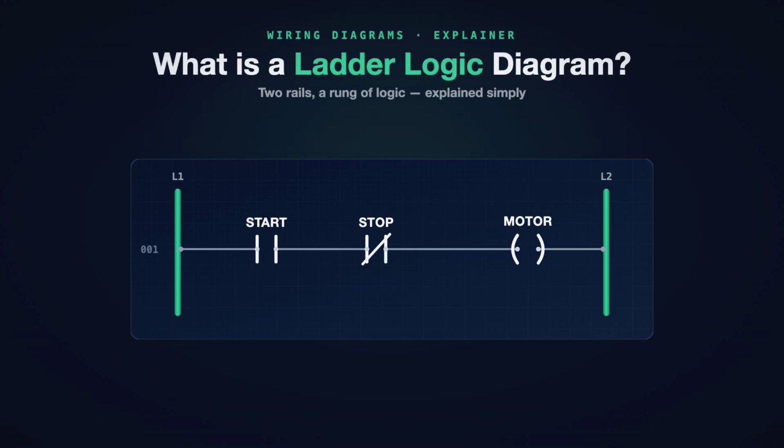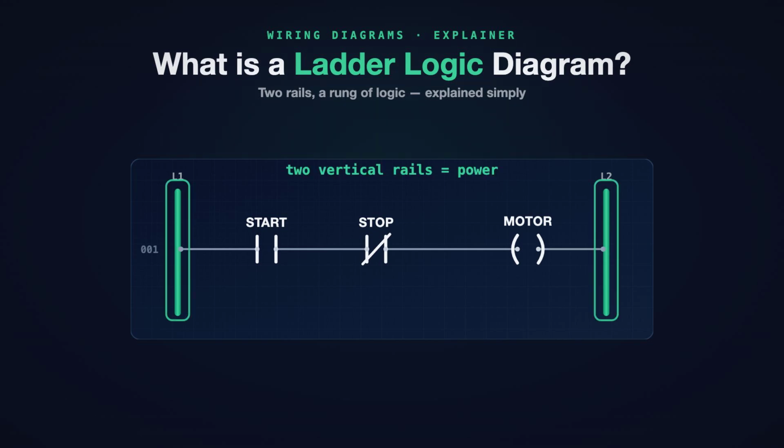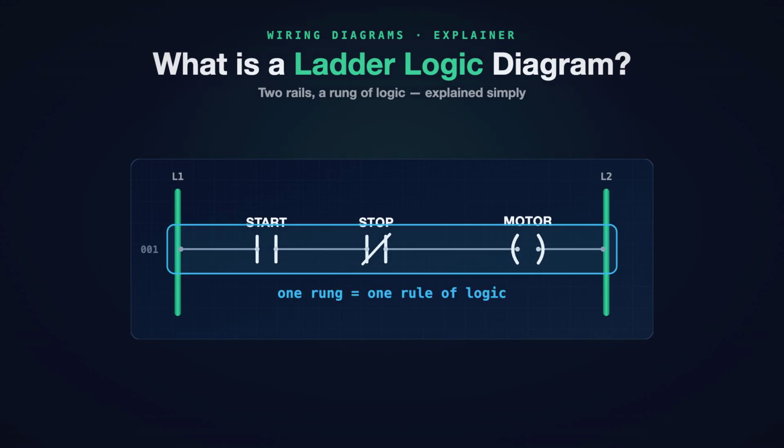This is a ladder logic diagram. Two vertical rails with a rung of logic strung between them. So what is a ladder logic diagram, really? It is the quiet drawing that runs most of the machines around you. Every factory line, every motor starter, every automated door. Chances are a diagram like this is in charge.